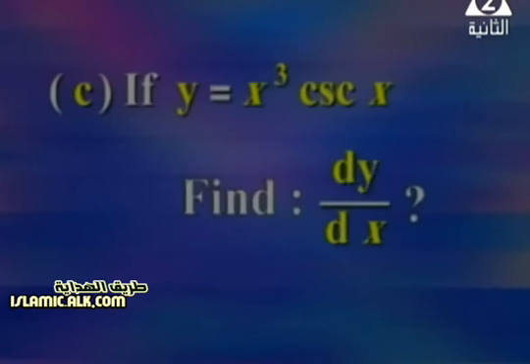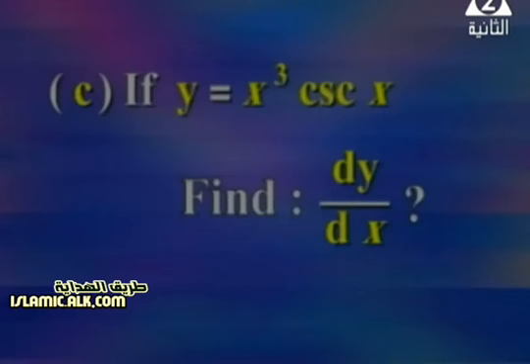Look at the function y equals x power 3 cosec x. What is dy over dx? Remember, we have a product of two functions. If we have two functions multiplied, f of x and g of x, what is the rule? We write f of x times the differentiation of g of x plus g of x times the differentiation of f of x. That is, first times the derivative of the second, plus second times the derivative of the first.